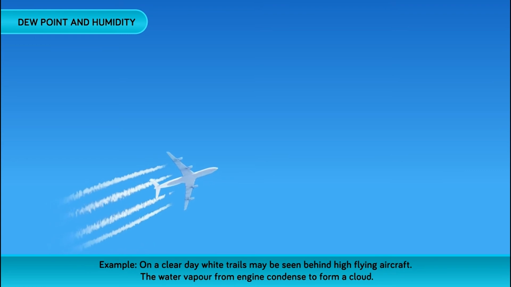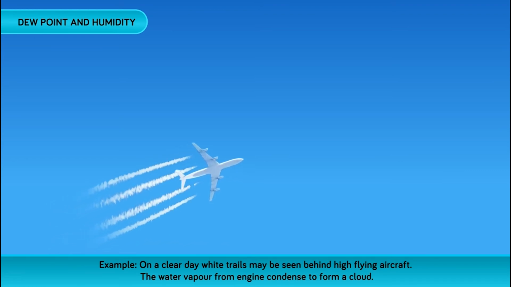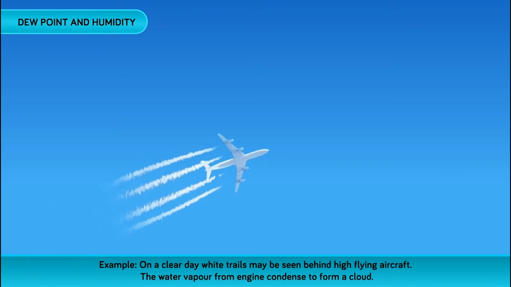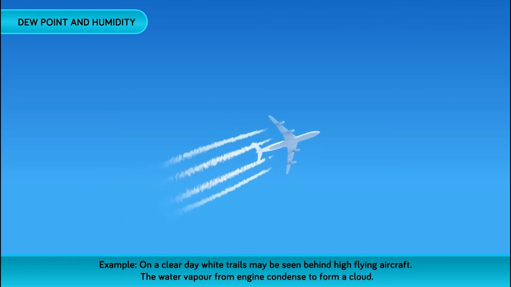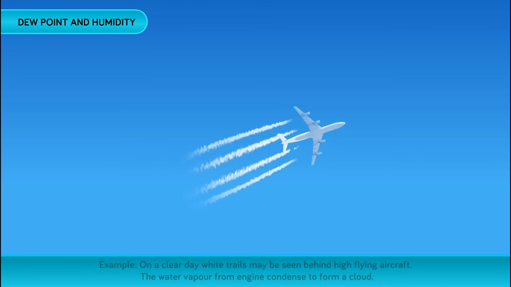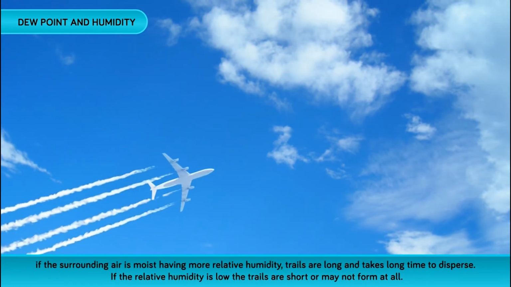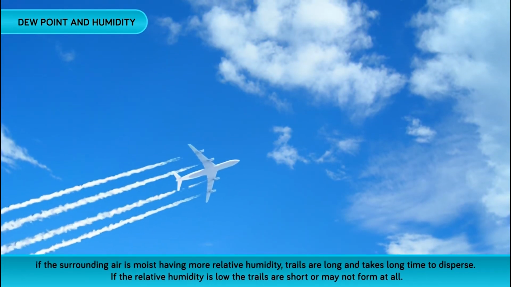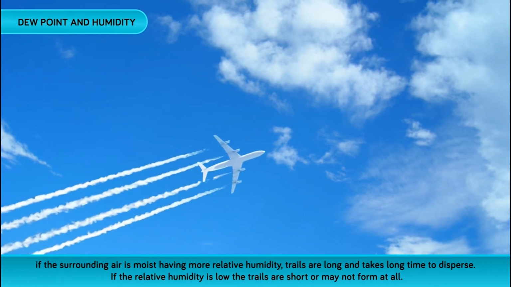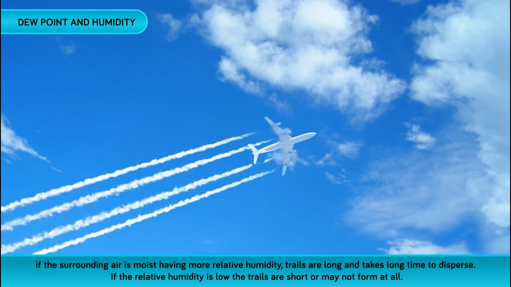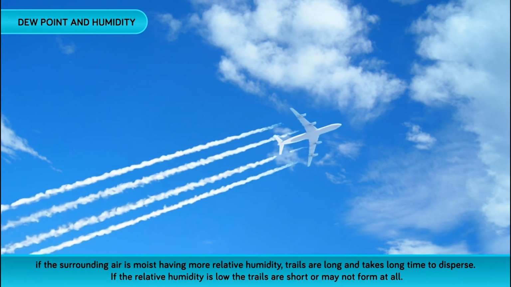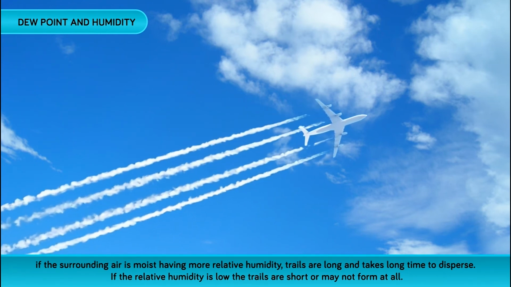Example: on a clear day, white trails may be seen behind high-flying aircraft. The water vapor from the engine condenses to form a cloud. If the surrounding air is moist, having more relative humidity, the trails are long and take a long time to disperse. If the relative humidity is low, the trails are short or may not form at all.